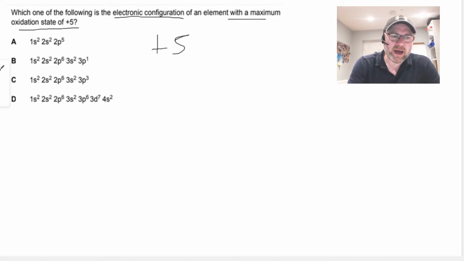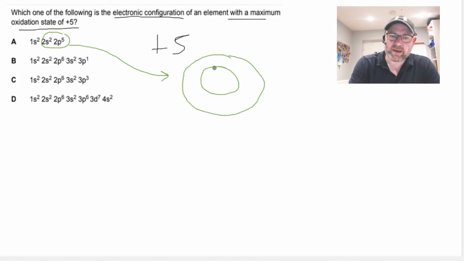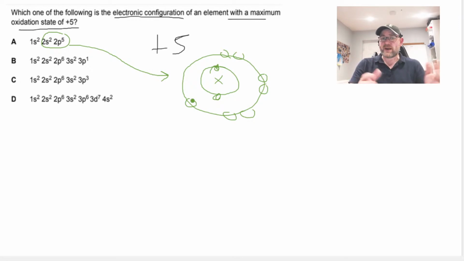Well, let's check out A. A has how many electrons in the second ring? If we were doing old GCSE, this one has got 2 rings. So in old GCSE, this element X, whatever we want to call it, has got 7 electrons, because look, there's a 5 and a 2. 2s and 2p just gives you a bit more information, but there's 7 electrons. That's actually fluorine in the periodic table. So that's not going to form a +5 ion. You'd have to lose 5 electrons.